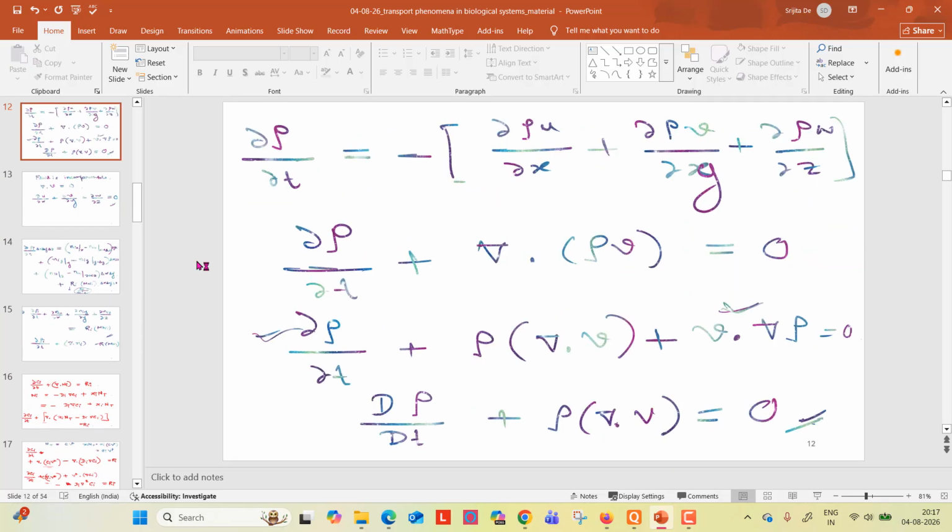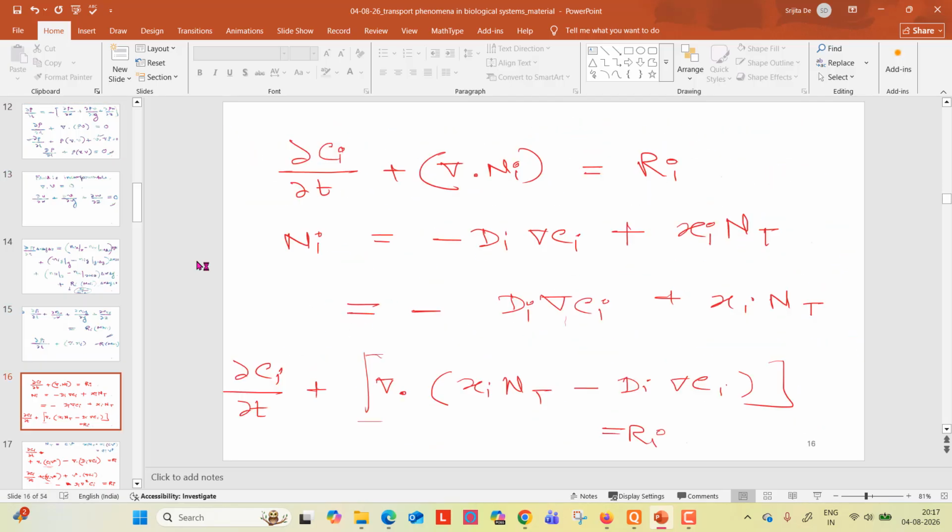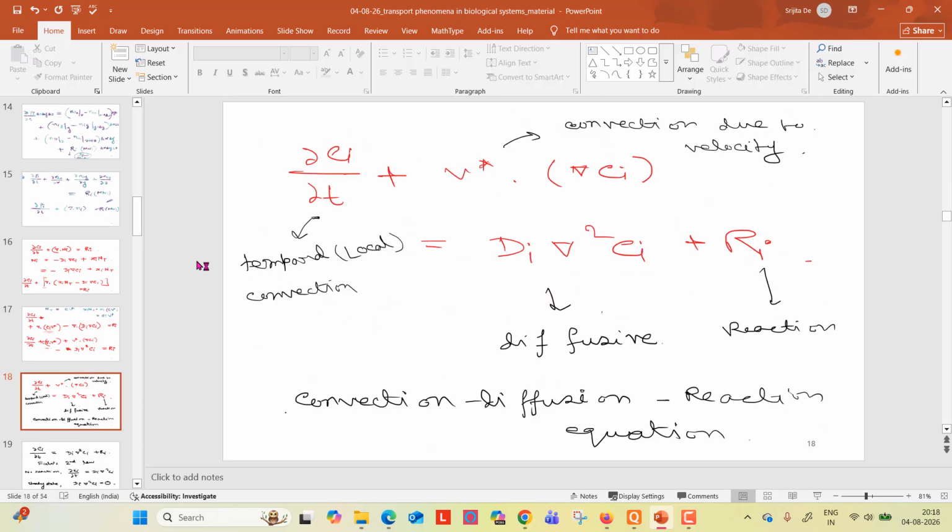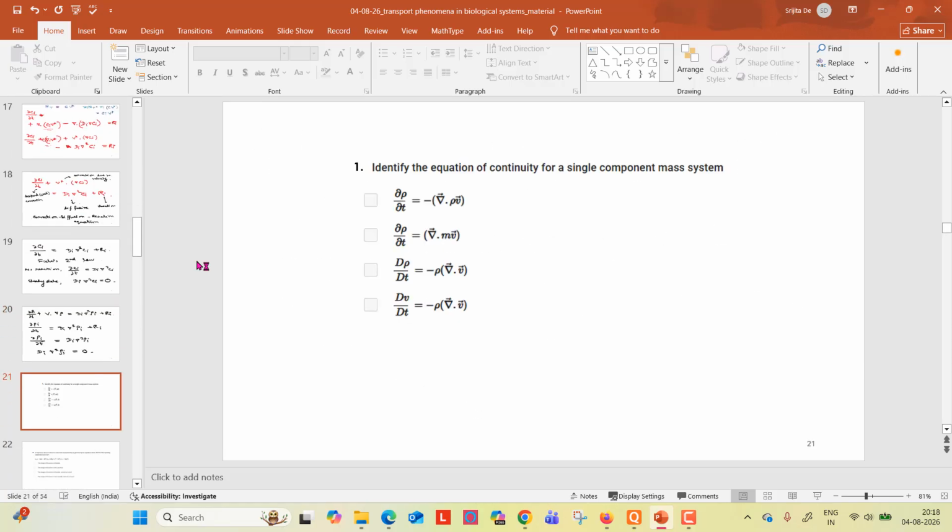It is del rho del t plus divergence of rho V equals 0, and capital D rho Dt equals minus rho into divergence of V. We have done this in the lecture itself. So it will be option A and option C both.